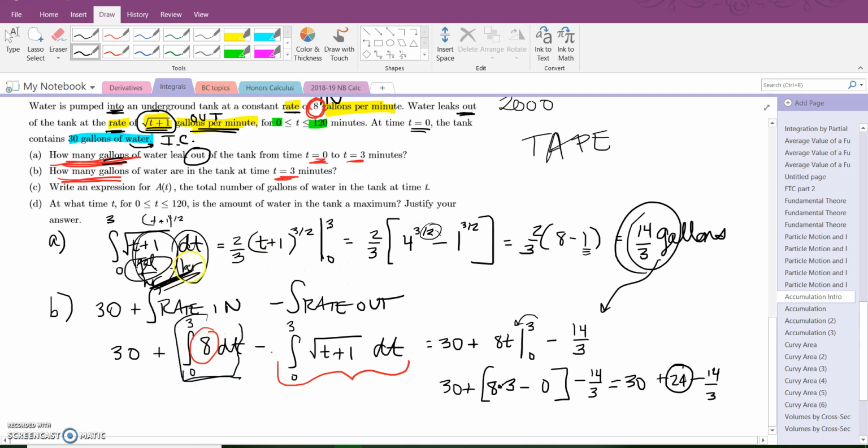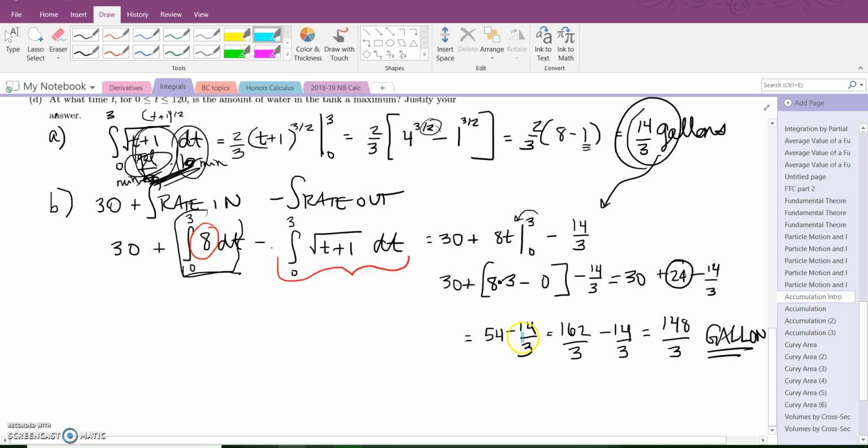And I realize that this is minutes, not hours. Not that it's the end of the world, but units are the most important thing we're doing here. So let's keep our units right. It's minutes. Anyway, 30 plus 24 is 54. Minus 14/3. And with some common denominator work right here, we get our final answer, 148/3 gallons.